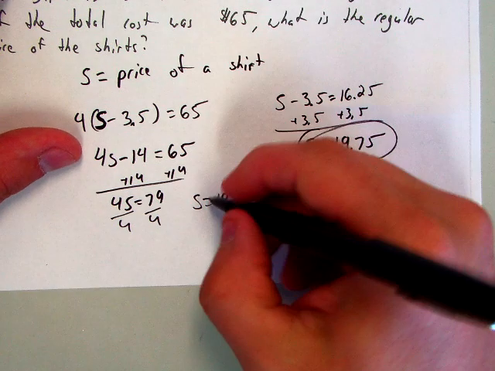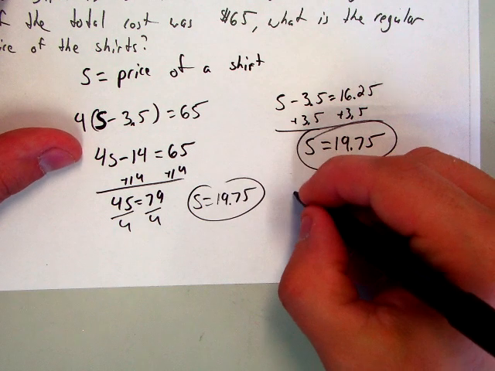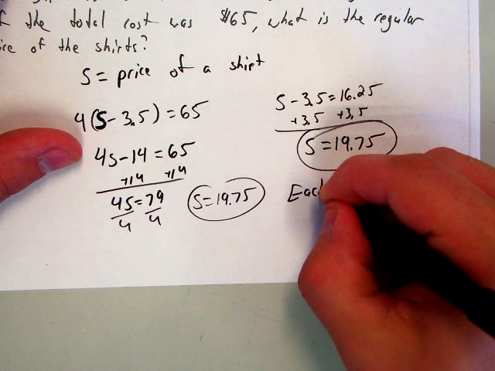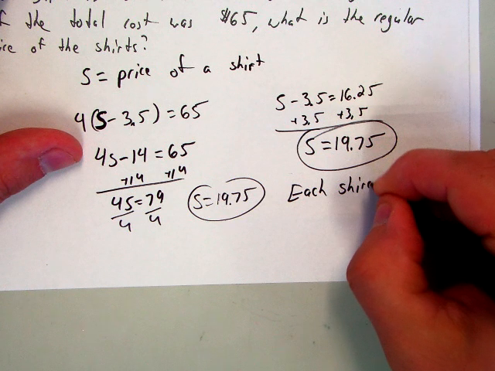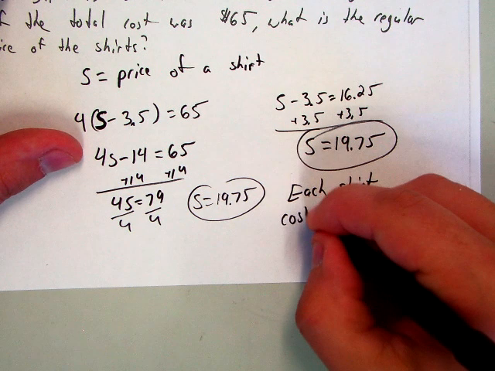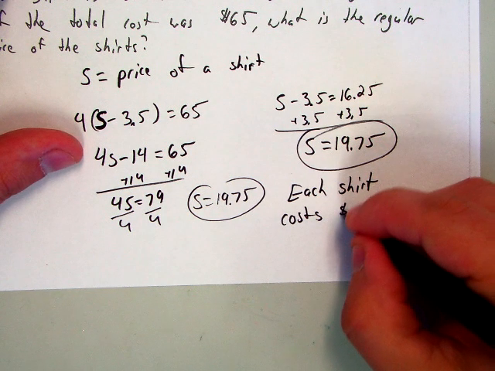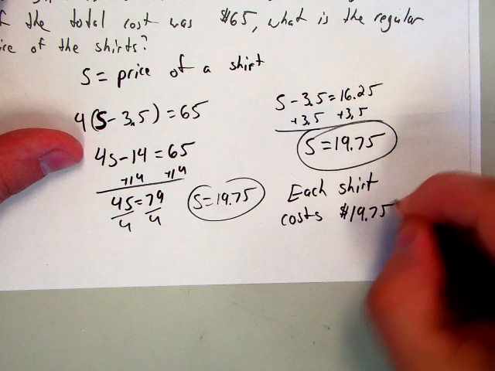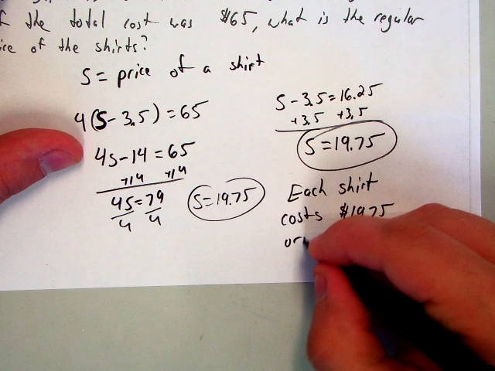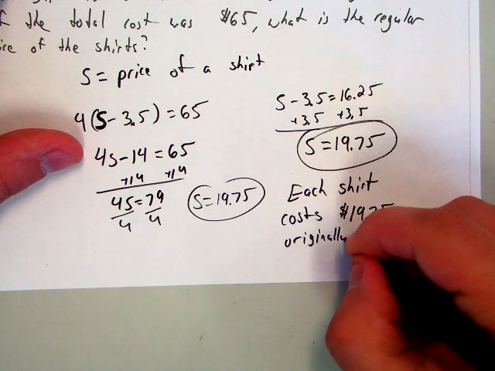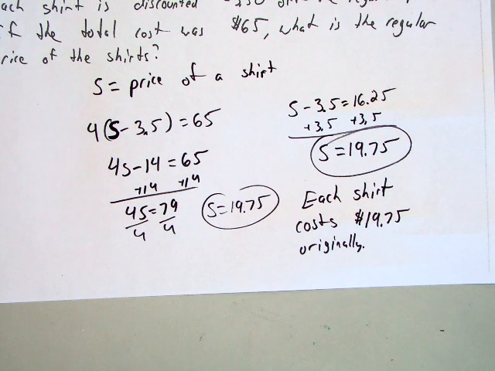And of course, it's your choice. But this means that each shirt costs $19.75 originally.